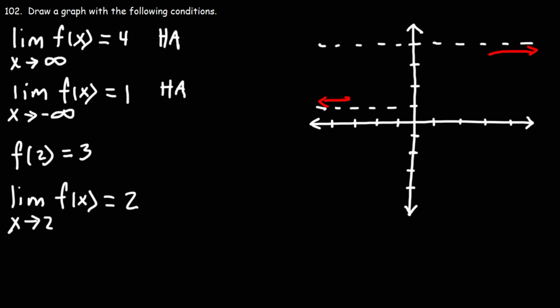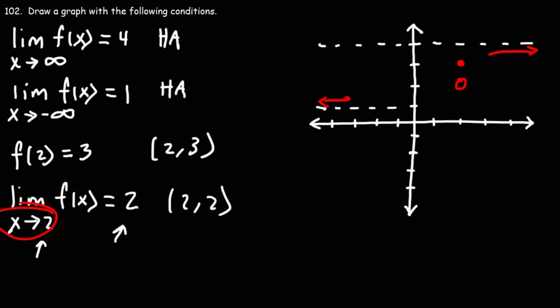Now f of 2 is 3. So that means when x is 2, y is 3. So 2 comma 3, we have a closed circle at this point. Now notice that when the limit is 2, y is 2. So we have an open circle at 2 comma 2 in order for the limit to exist. So here we have an open circle, and because this is a general limit, it's not a one-sided limit, on the left side and on the right side it needs to converge at that open circle.